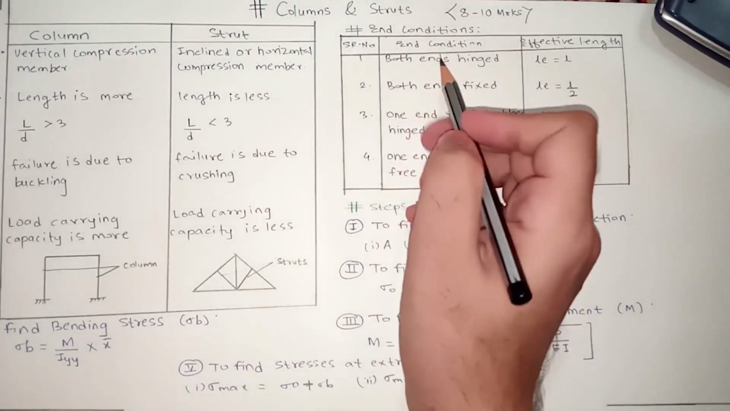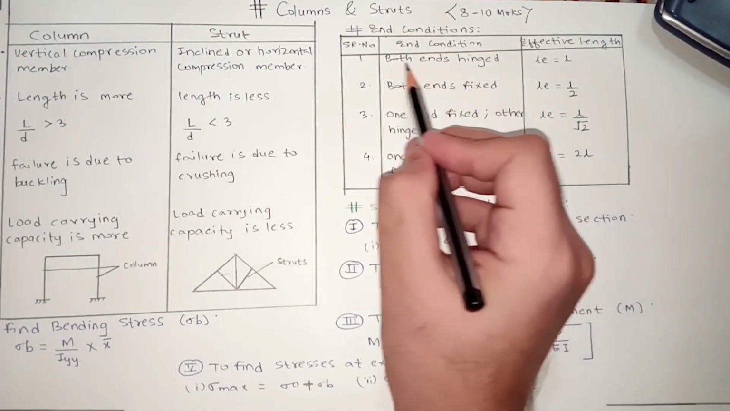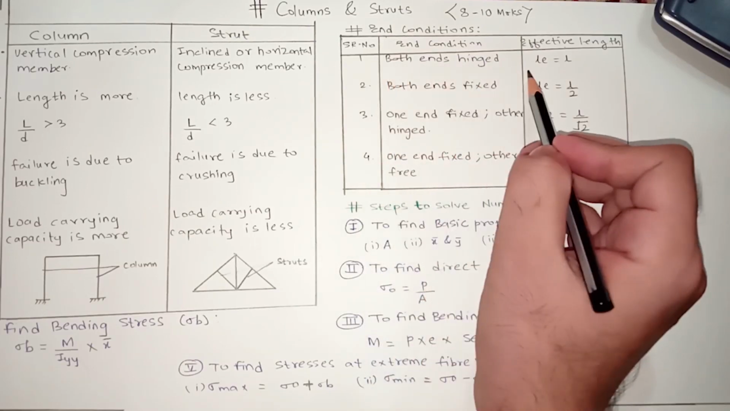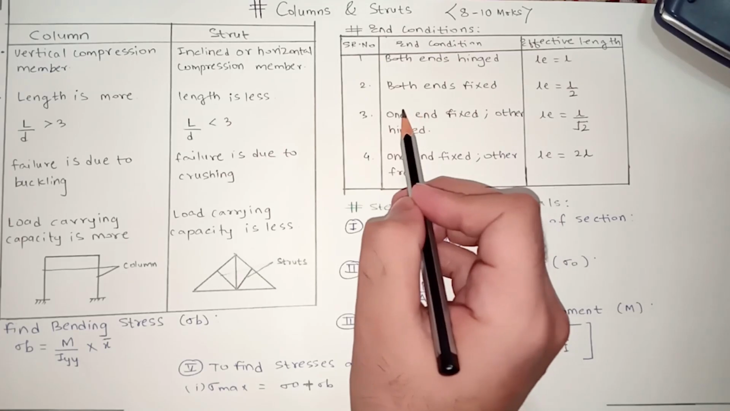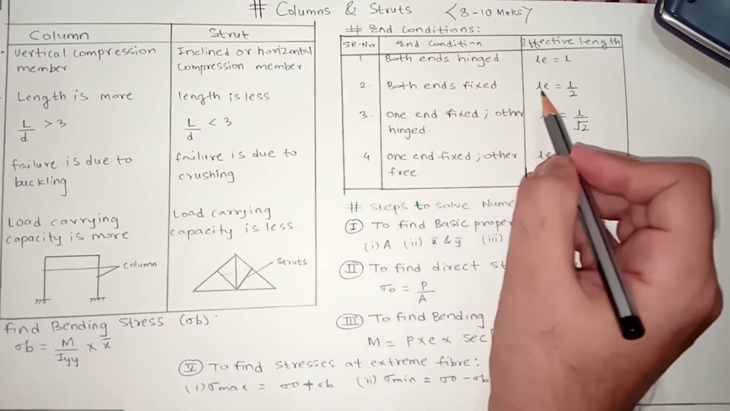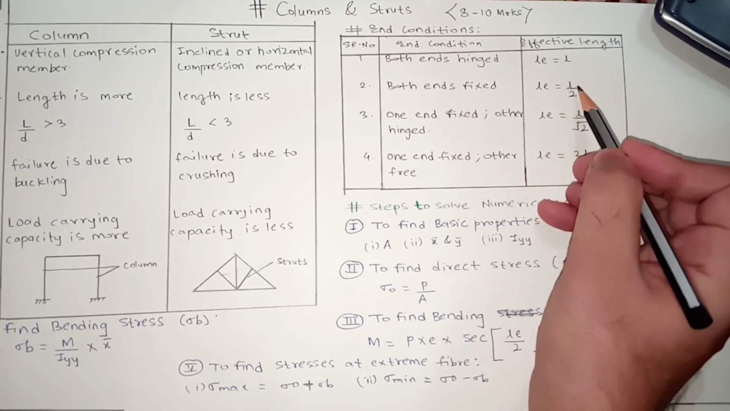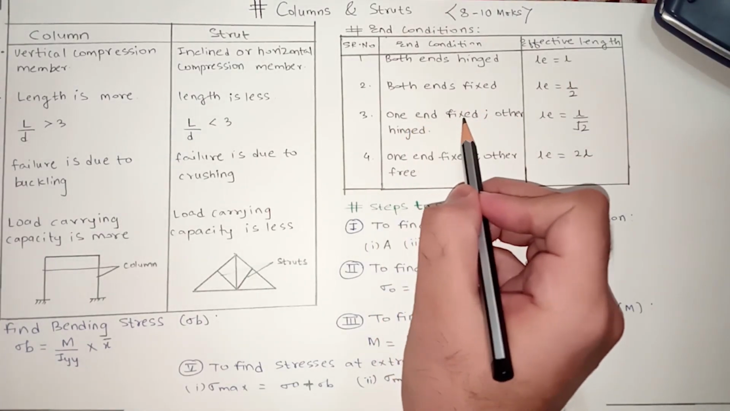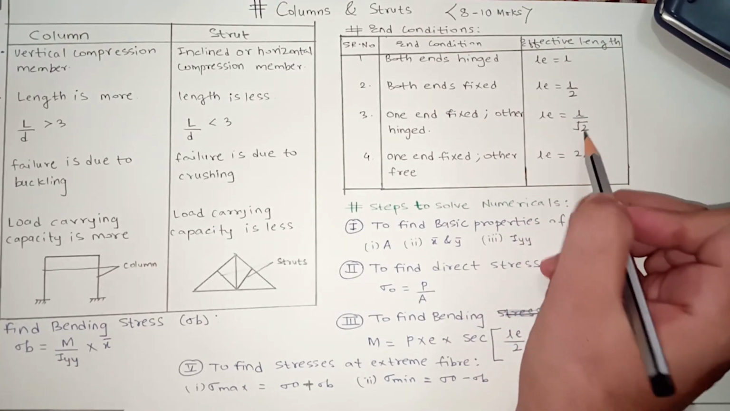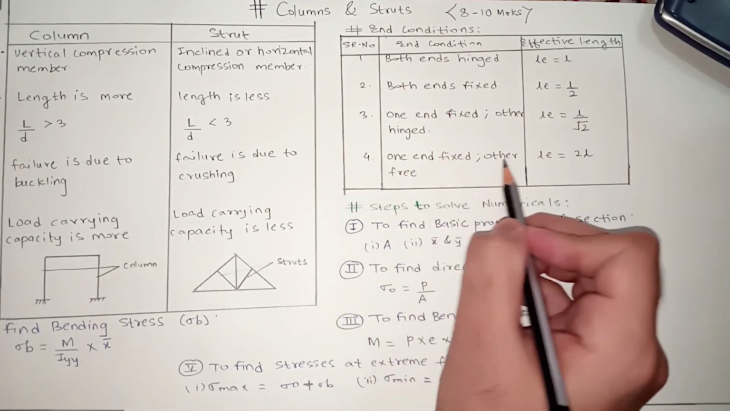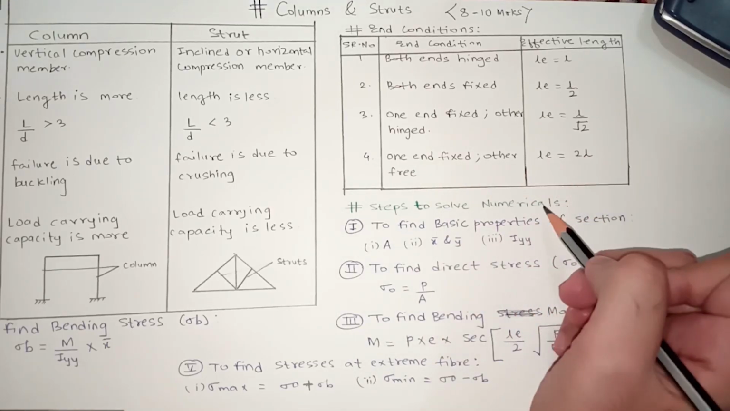Now let us see what the end conditions are and how to find effective length. When both end conditions are hinged, effective length LE is equal to the original length of the column. When both ends are fixed, effective length is equal to L by 2, original length of column divided by 2. When one end is fixed and the other is hinged, effective length is equal to L by root 2. When one end is fixed while the other is free, LE is equal to 2 times the original length of the column.